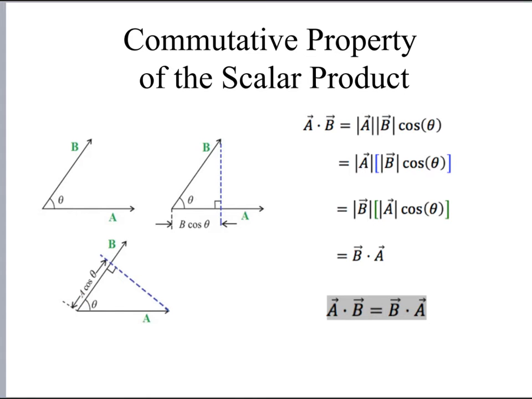But A, B, and cosine of theta are all multiplied together. So regardless of what order you do it in, A dot B is A, B cosine of theta. I can group it as B cosine of theta. I can group it as A cosine of theta. What this is basically telling me is it doesn't matter what order you do the scalar product in. A dot B is equal to B dot A. And this is called the commutative property. We've seen this before with addition under vectors. It's an important thing to know. If I tell you to give me the scalar product of two vectors, it doesn't matter what order you do them in.